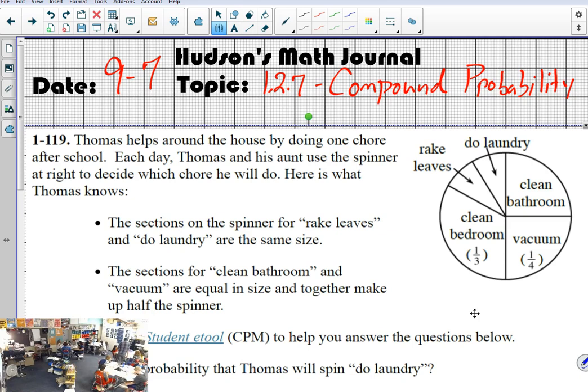I mean, if you can share something, it's okay. Like, if you want to put a book here and a book there, you can share books. Yeah, you do need this. Or you can also look up this, I guess. If you want to make it real easy on yourself, you can also look up this. And vacuum are equal in size together. Make half the spinner. A. What is the probability that Thomas will spin do lunch?